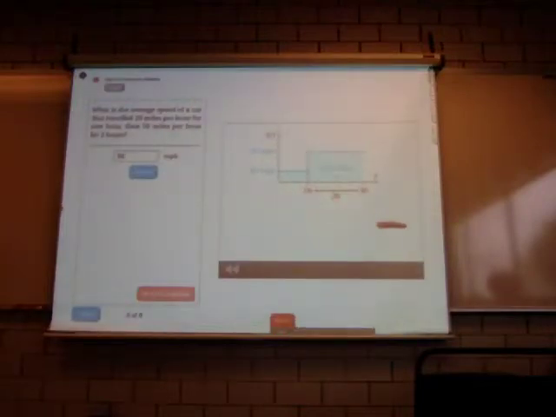The car traveled a total distance of 120 miles. It took 3 hours total to travel that distance. So the average speed was 40 miles per hour.